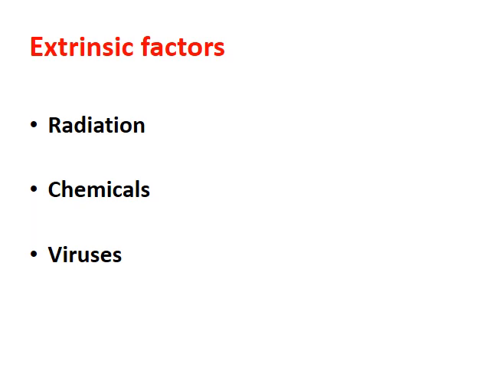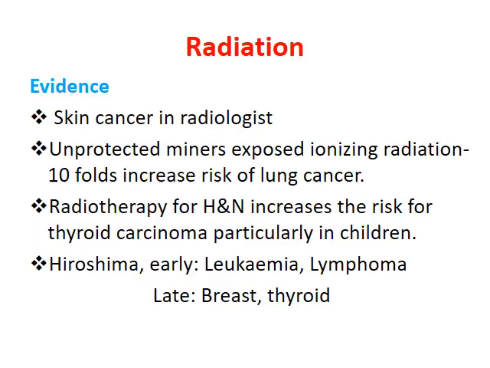Now, the extrinsic factor, as we said, is anything outside the body, I mean the environment. So it includes radiation, chemicals, viruses. So why is radiation important? Is there any evidence for the role of radiation in the development of cancer? The answer is yes, there is.